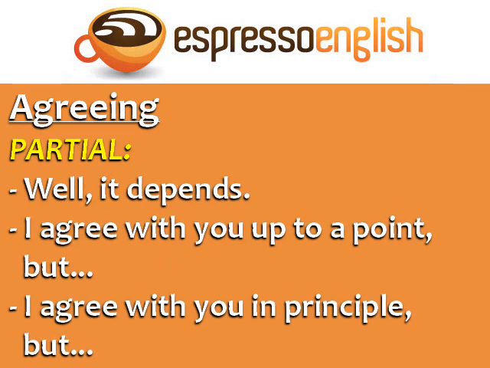To show partial agreement, use these phrases. "Well, it depends. I agree with you up to a point, but..." This means that you agree with some of the opinion, but not all of it. "I agree with you in principle, but..." This means you agree with the opinion in theory, but not in practice.